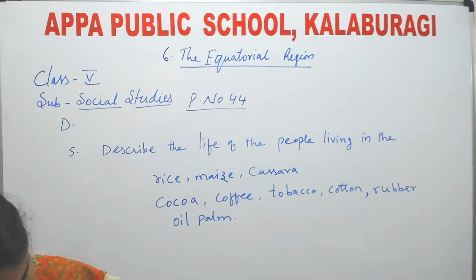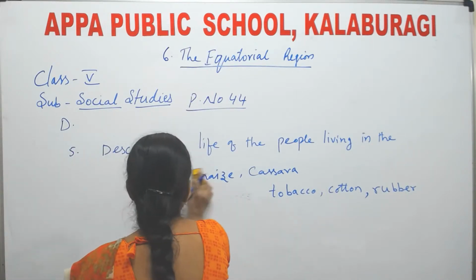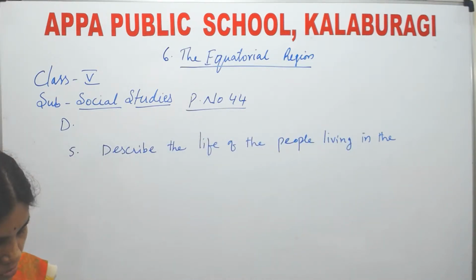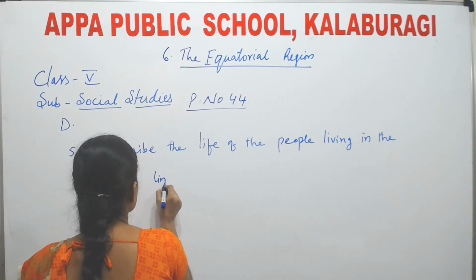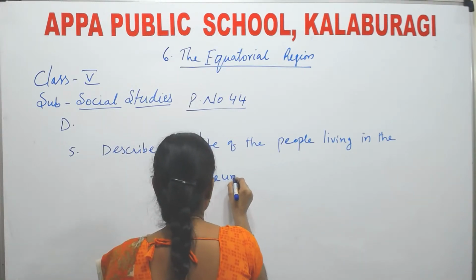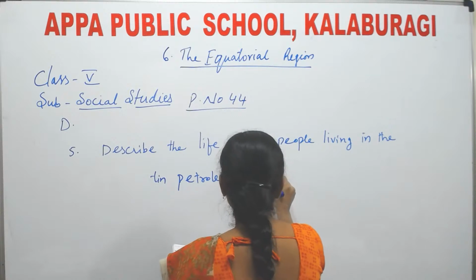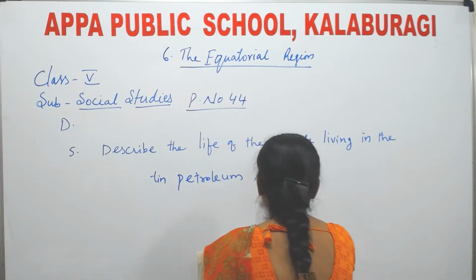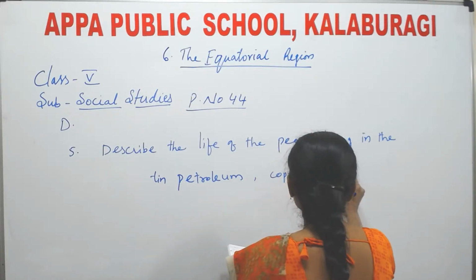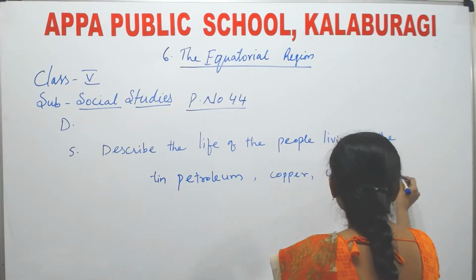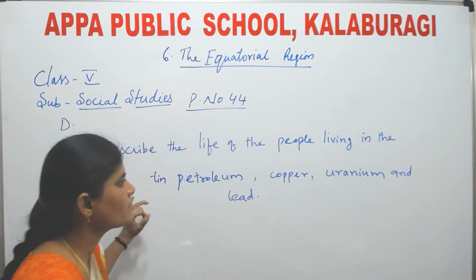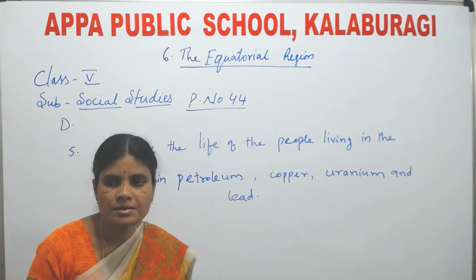And this region is also rich in mineral wealth. What are the minerals found in this region? Tin, petroleum, copper, uranium, and lead. These are the minerals found in the equatorial region.